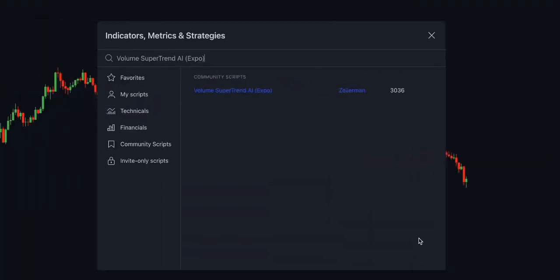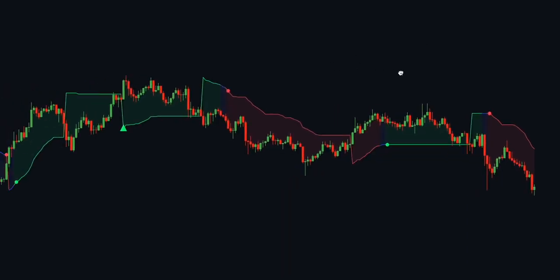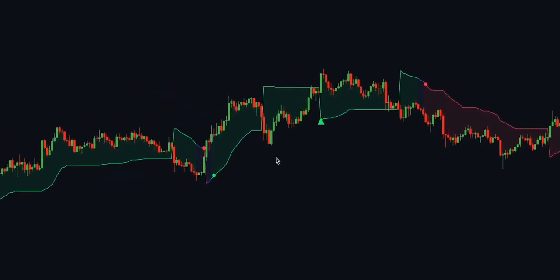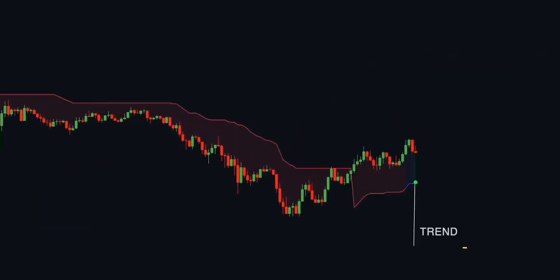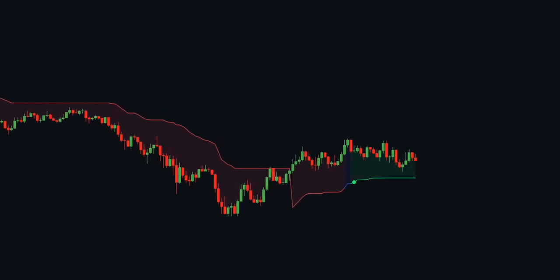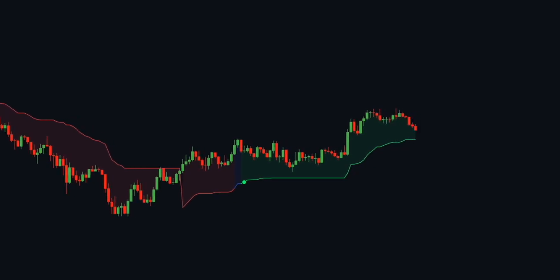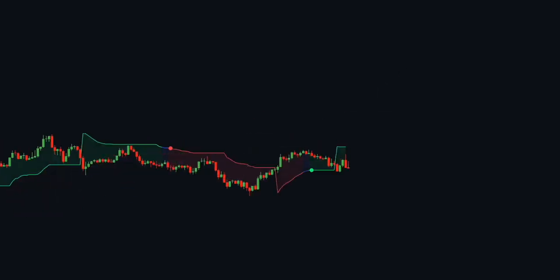Created by Xiamen, the Volume Supertrend AI is an advanced technical indicator used to predict trends in price movements by utilizing a combination of traditional supertrend calculation and AI techniques, particularly the K-nearest neighbors algorithm. By combining these approaches, the indicator aims to offer more precise predictions of price trends, offering bullish and bearish signals. By utilizing volume-weighted moving averages, the Volume Supertrend AI emphasizes the importance of trading volume in the trend direction, allowing it to respond more accurately to market dynamics.